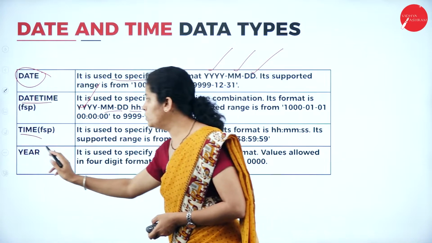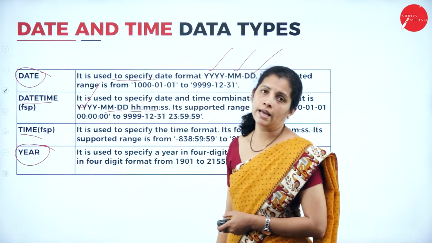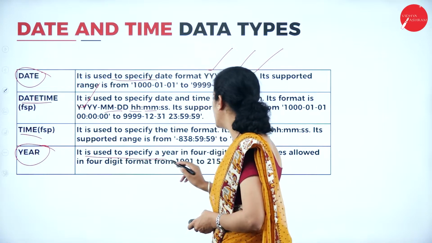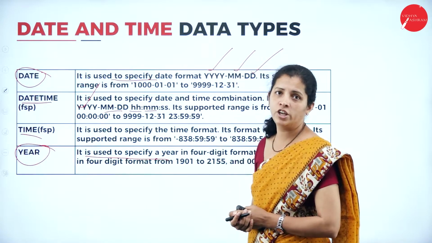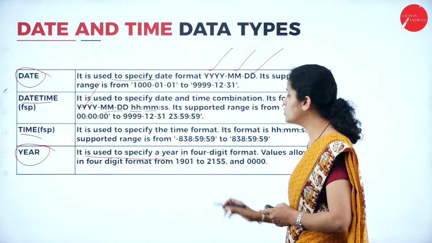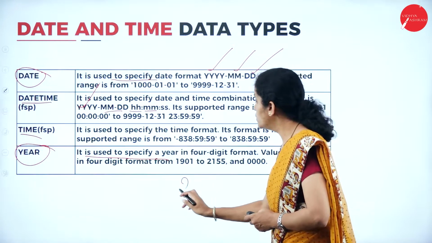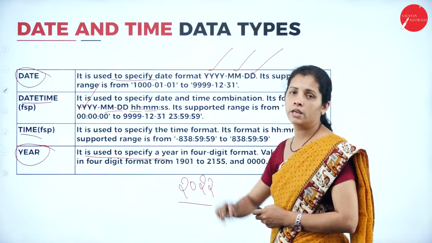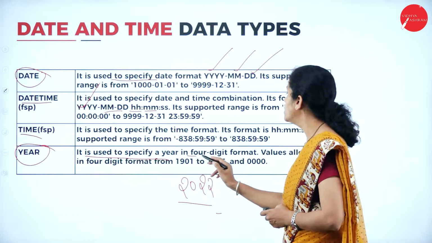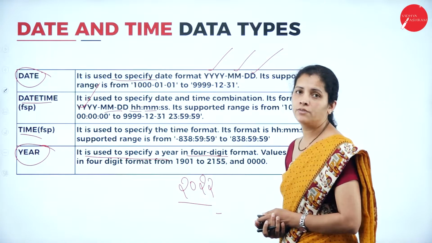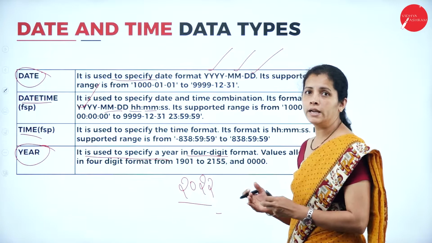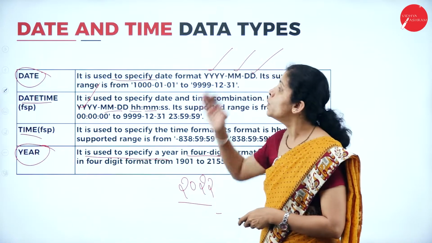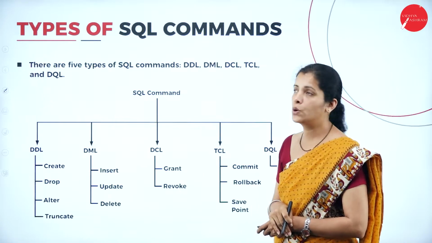And if I want to know the year, then I can use the data type year. It is used to specify a year in 4 digits. That means if I want to specify the year 2022, then I can use year, and it is going to take 4 digit format. So dear student, all these are the different types of data types which are supported by SQL.